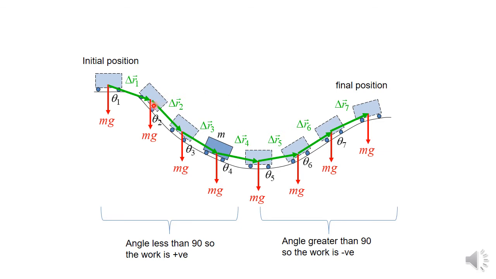So for these parts of the path, the angle is less than 90 degrees between the force and the displacement vector, so the work gives positive contributions. And here, for these parts, the angle between delta R and the force is bigger than 90 degrees, so you get a negative contribution to the work. And then the total work will be the sum of all these.